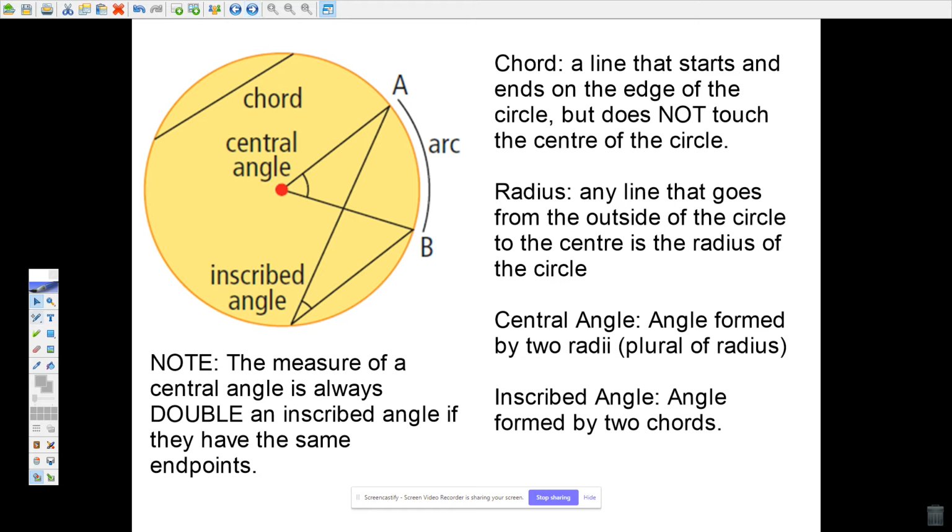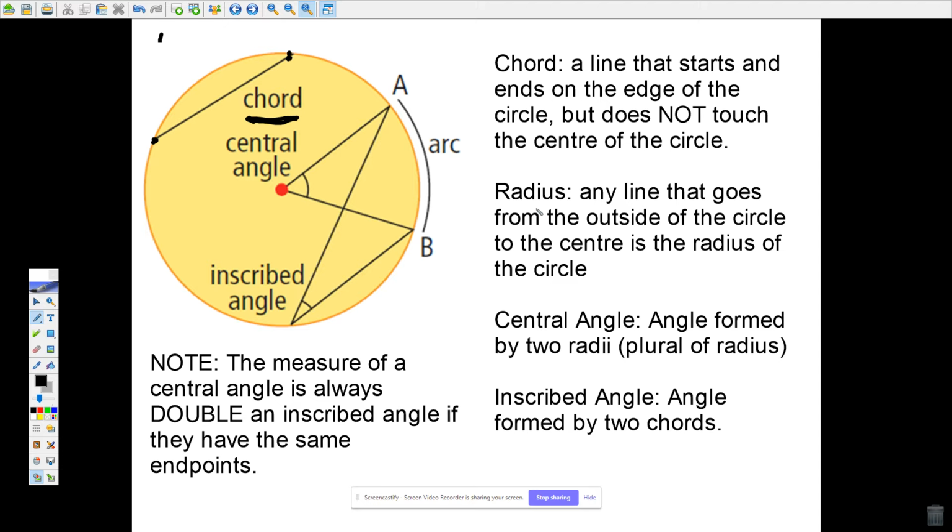The first is chord. Now, a chord is a line that starts and ends on the edges of the circle but does not touch the center of the circle. Okay, terminology is going to be very important in this section, so we need to make sure we're comfortable. So a chord starts and ends on the circle but does not touch the center.